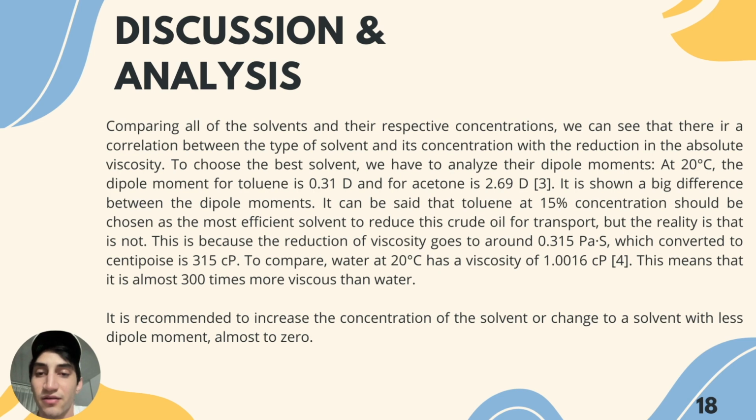We can see in the graph of viscosity against shear rate that there is a correlation between the type of solvent and concentration with the reduction in the absolute viscosity. So to choose the best solvent, we can analyze the dipole moments of the solvent. At 20 degrees Celsius, which was the temperature at which we got the data in the lab, the dipole moment for toluene is 0.31 and for acetone is 2.69.